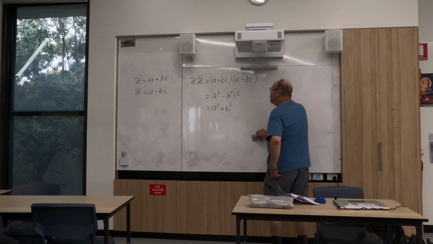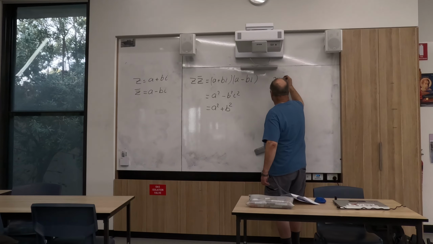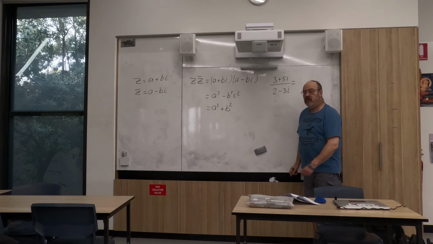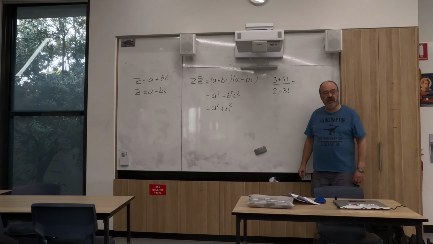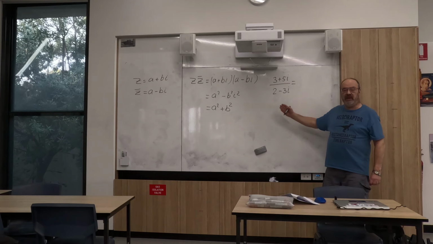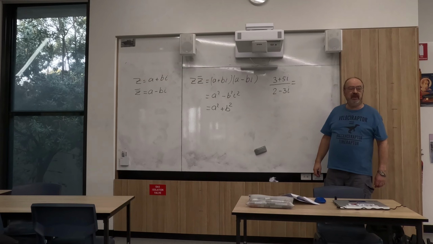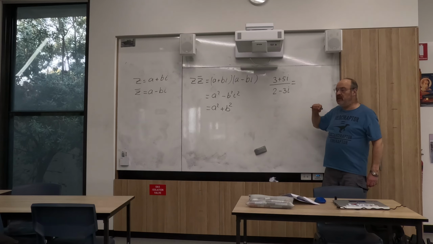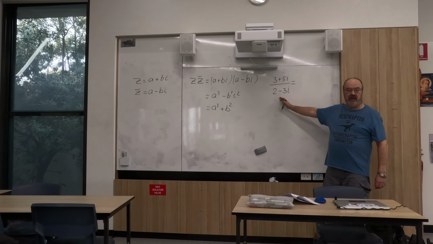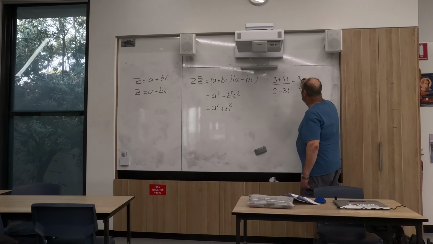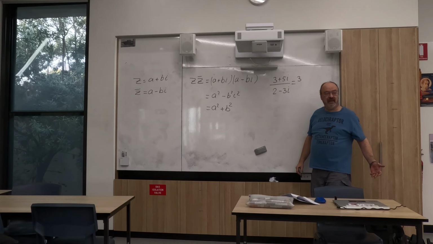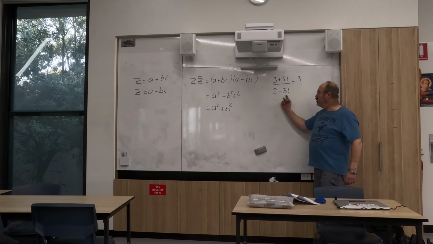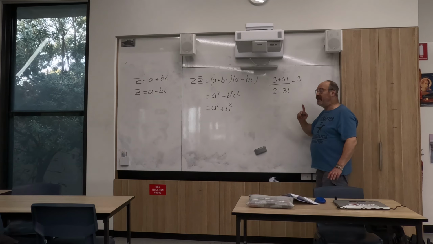For example, let's divide 3 plus 5i by 2 minus 3i. We need to make the denominator a real number. So we need to multiply both numerator and denominator by the conjugate of the denominator, to get rid of i. It's like when we rationalize: the root is what we're getting rid of, and here we need to get rid of the complex part in the denominator.